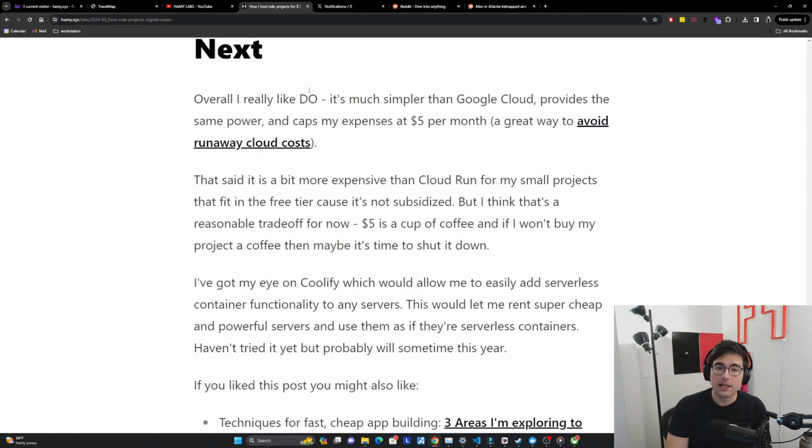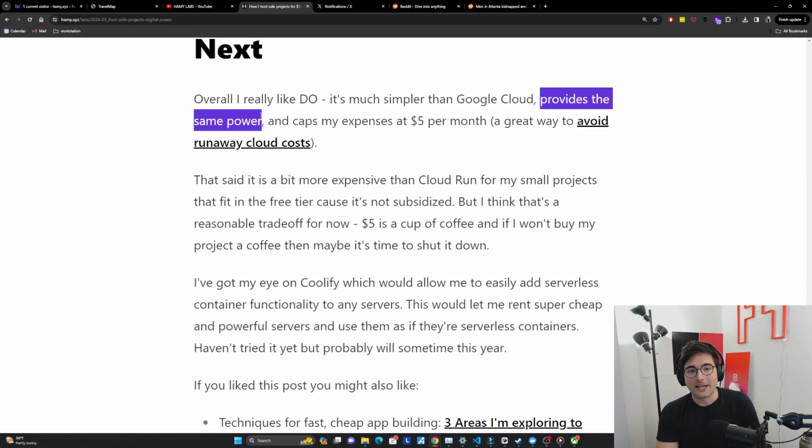Next. So overall, I really like DO. I think it's much simpler than Google Cloud, especially with all the permissioning stuff Google Cloud has on them. I'm sure for big enterprise it makes sense, but oh my gosh, it's some arcane logic to set up the right things in order to actually get your thing deploying. DO is much, much simpler than that. And basically it provides the same power. All I'm asking for is the tiniest box you got, make it cheap, run my thing. That's all I want. And it's just much simpler to do that.